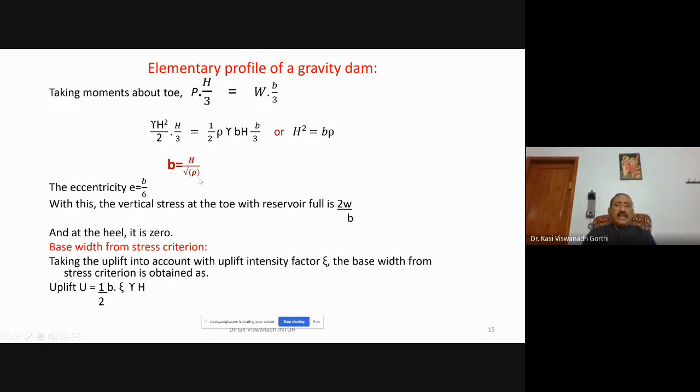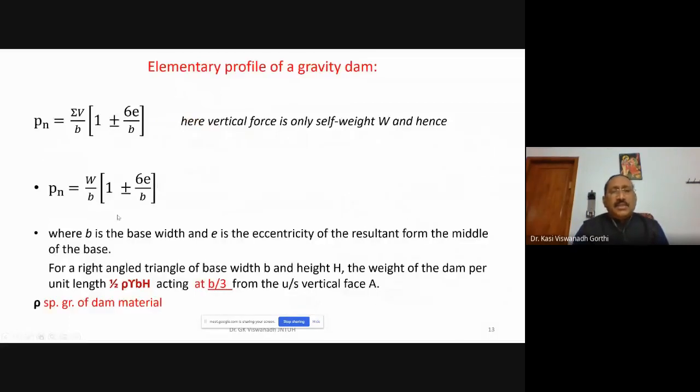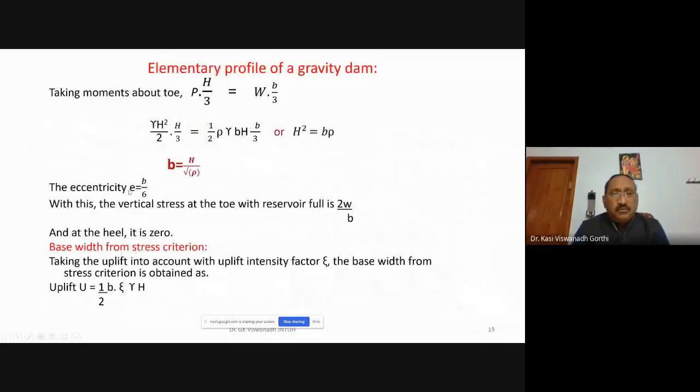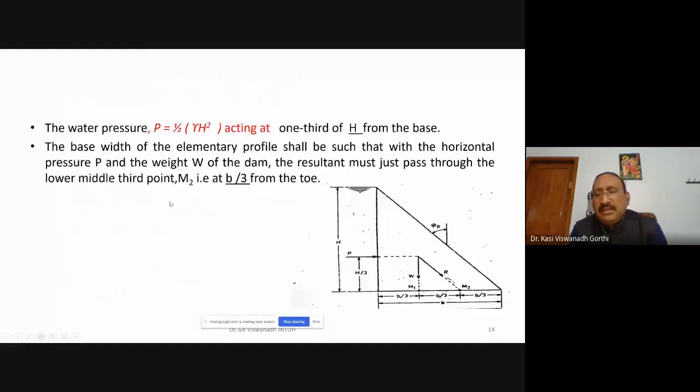There are two criteria based on which the base width can also be decided and judged. The eccentricity for this case would be exactly B by 3, because with respect to the center, the resultant R is acting at a distance of B by 3 from the toe. So B by 2 minus B by 3. I'll just show you again in the figure. This is the resistance which is acting at a distance of B by 3, while the center of the base will be exactly at B by 2. So B by 2 minus B by 3 gives you the eccentricity with respect to the center, which will be equal to B by 6.